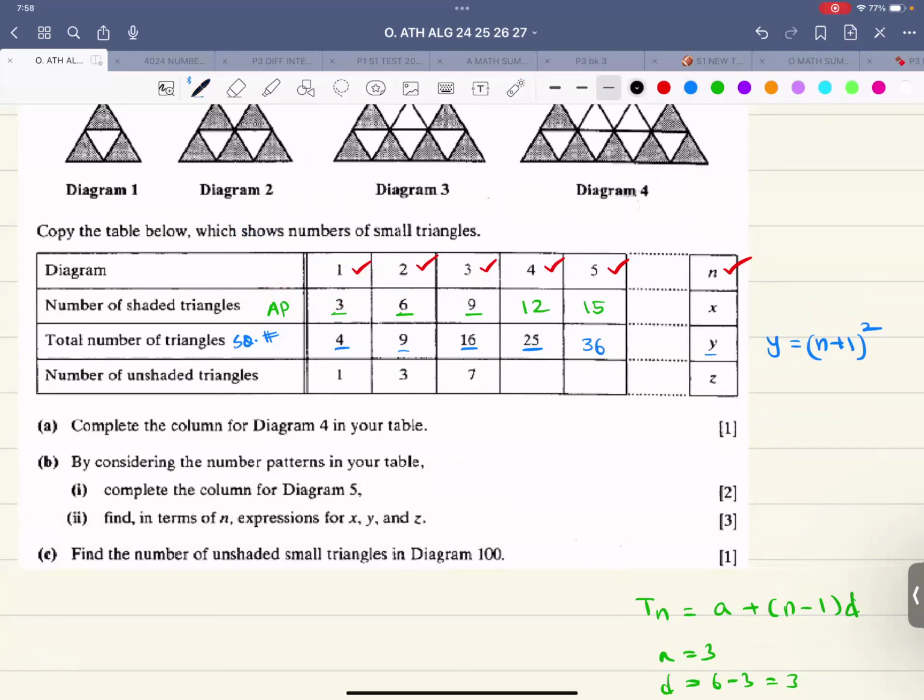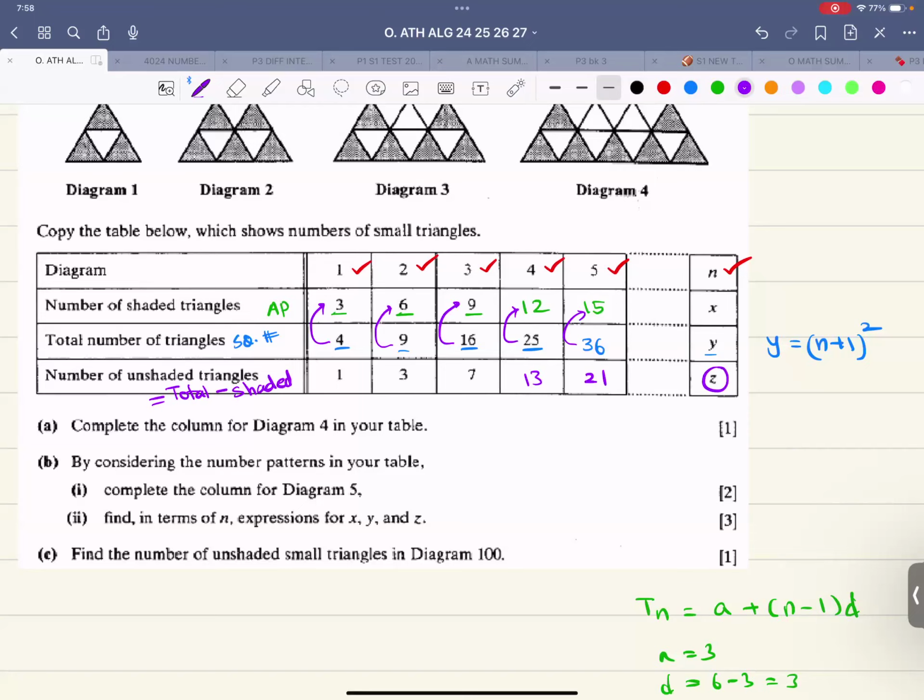That is simple subtraction. Nothing special as such. So total minus shaded will give me unshaded. So 4 minus 3 is 1. 9 minus 6 is 3. 16 minus 9 is 7. 25 minus 12 is 13. 36 minus 15 is equal to 21.